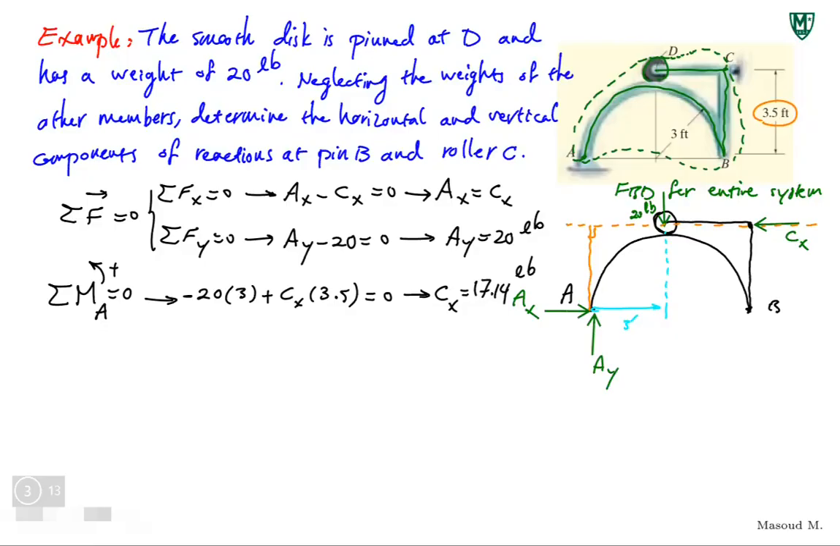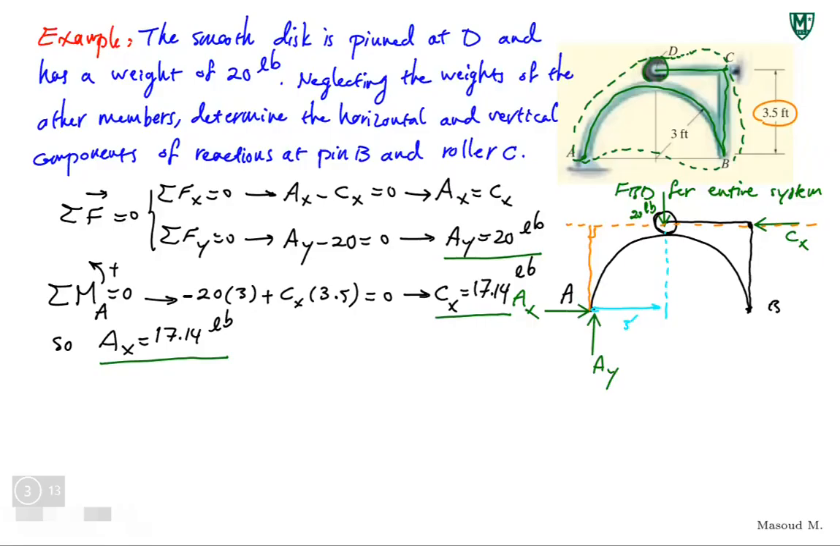Once we know CX, pretty straightforward. From there we can, so this is AY, this is CX, and AX is also the same. AX and CX are equal, right? So AX is also going to be 17.14 pounds. There you go. So we found all the support reactions, one at C and two at A: AX, AY, and CX.